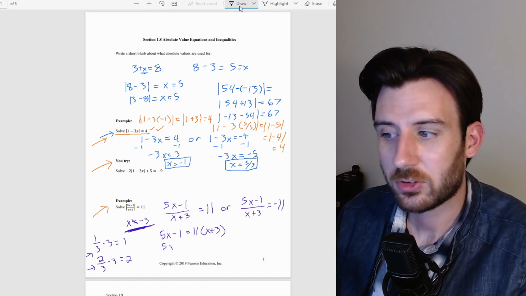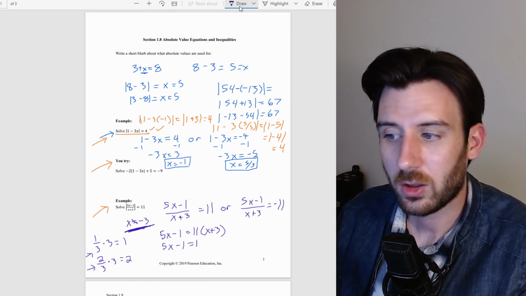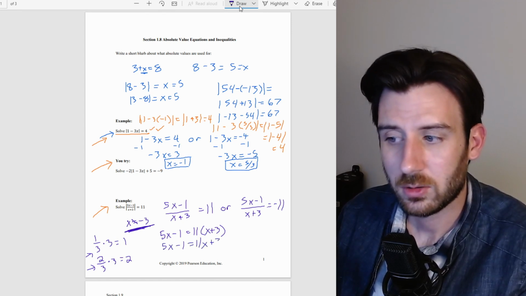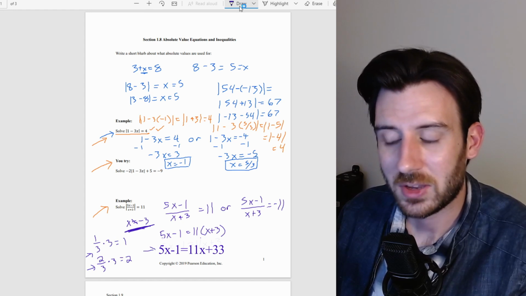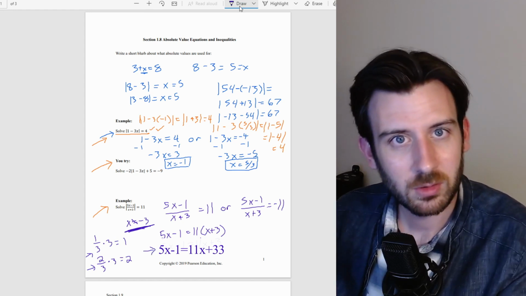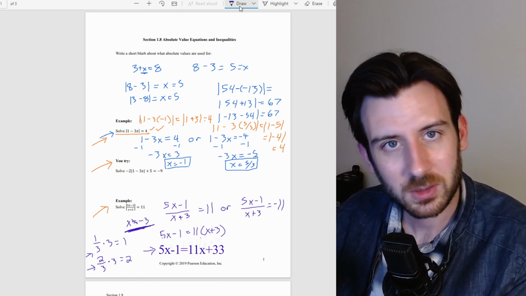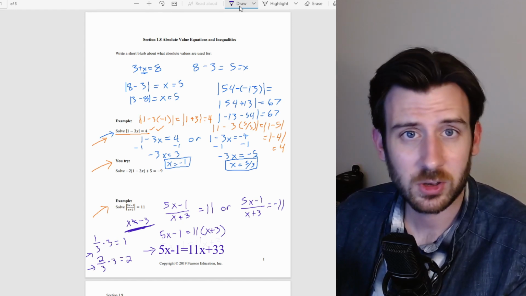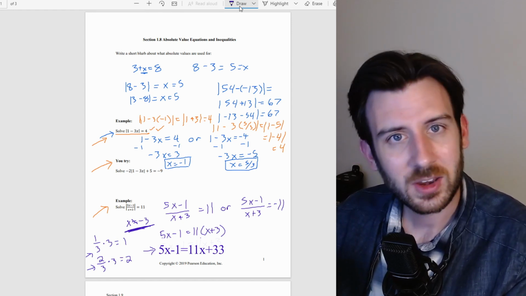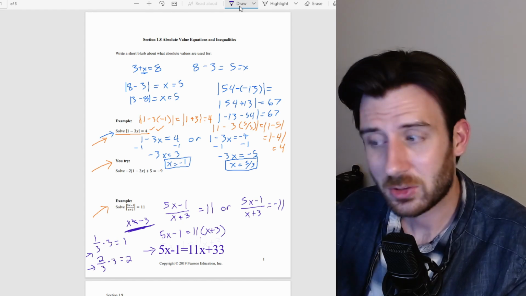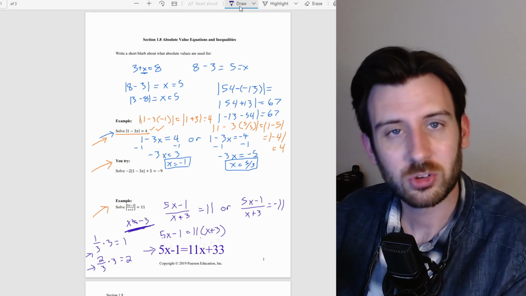This would be 5x minus 1 equals 11x plus 3. And we're back to the same kind of linear problem that you're so familiar with. So I'm going to leave it to you to solve the rest of this problem. Figure out what one of your x solutions would be. Check and make sure it's not equal to -3, but if you solve this all the way down and you get a number, and that number is not equal to -3, you found one solution that works for our original problem.